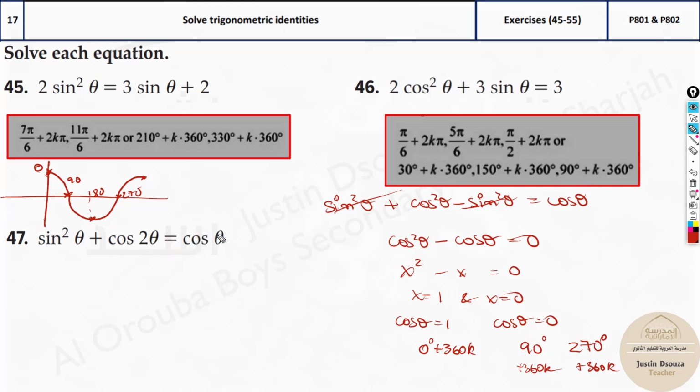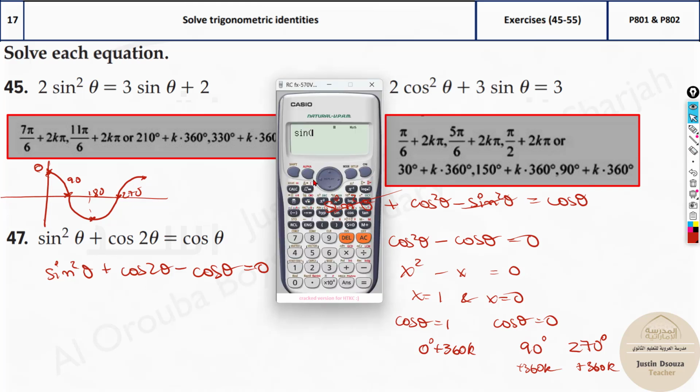I'll get this cos theta inside. It'll be easier. It'll be sine square theta plus cos 2 theta minus cos theta equals 0. So type this particular equation in the calculator. That is sine square. So first write sine x, close the brackets properly, use the brackets and square it up. And then we have got plus cos 2 into x. You can just write 2x, that's fine. It's multiplication automatically. And then we have cos x.